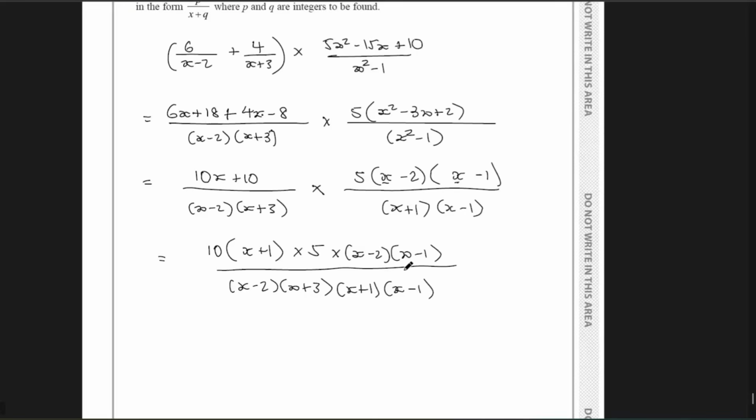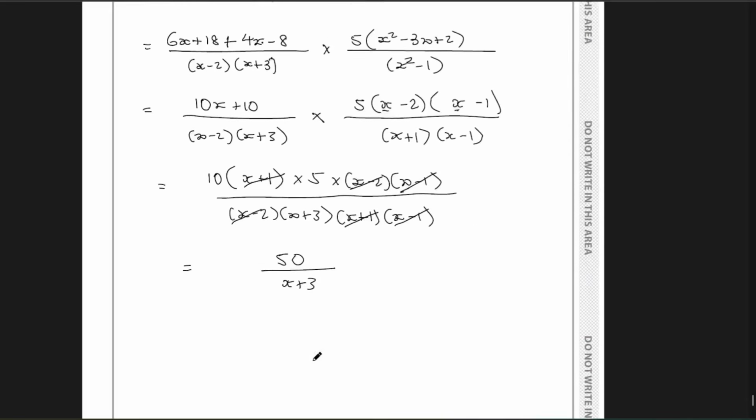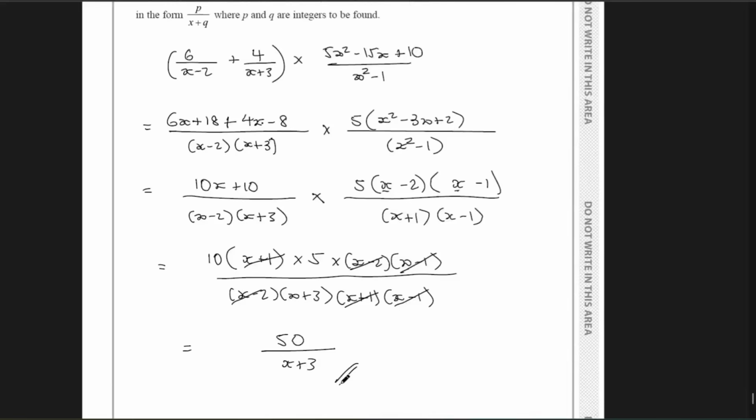So we can cancel a few brackets. So x minus 1, x minus 1. Everything is multiplied and divided, so we're free to cancel the brackets. We can cancel x plus 1, x plus 1. We can cancel x minus 2, x minus 2 there. So at the end, we have 10 times 5, which is 50 in the numerator, divided by x plus 3 in the denominator. And this is the form that they want, p over x plus q. So p here is equal to 50, and q is equal to 3. And that's our final answer, 50 over x plus 3.